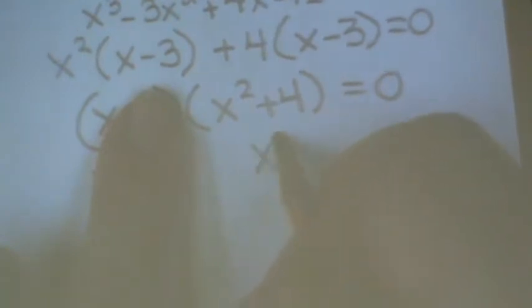Set that equal to 0, subtract 4, square root both sides, and you get x is equal to plus or minus 2i. So what are your zeros? 3 and plus or minus 2i.